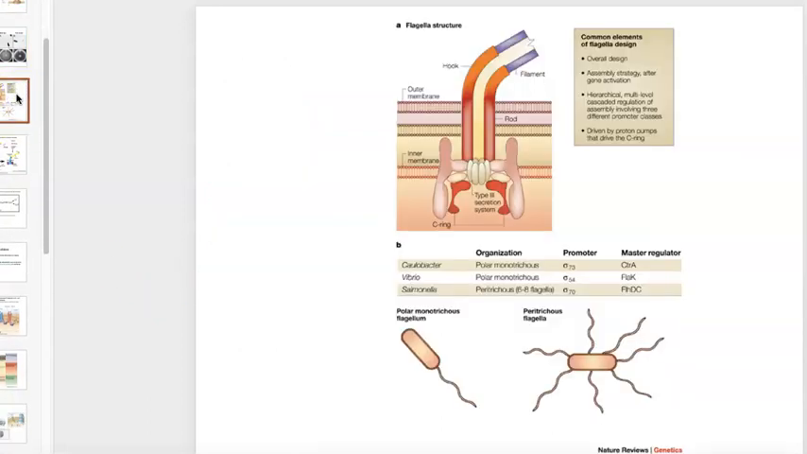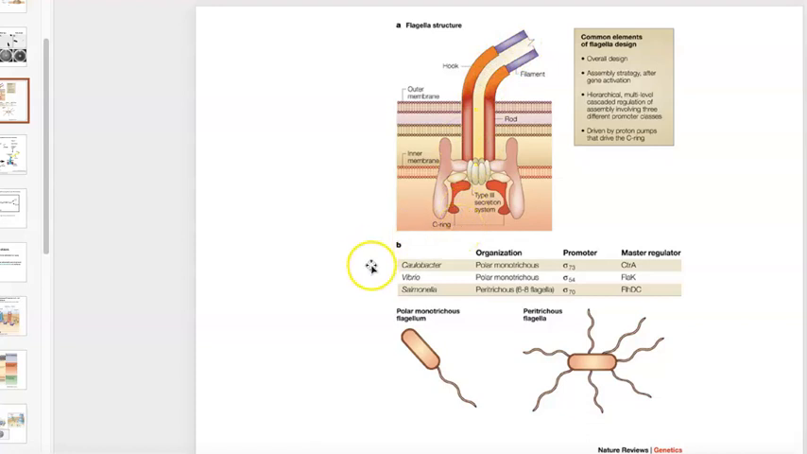This is a closer look at a few things, one of which is the C ring and how it interacts with the rest of the basal body here. But also the other thing I wanted to show you is the type 3 secretion system that sits in the middle here and can grab flagella proteins and so forth and kick those out to add them to the growing filament.